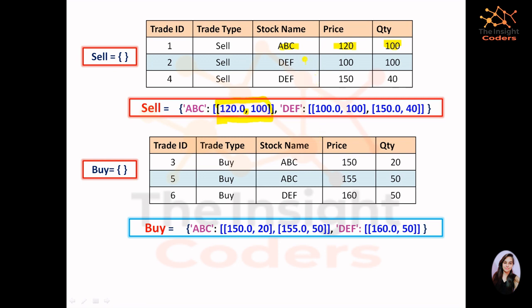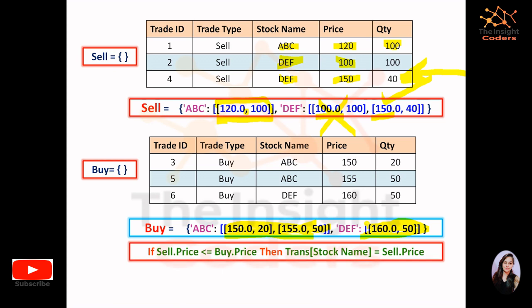Now the second thing. In DEF, I just told you it is an exceptional case where two traders want to sell. I told you, whatever is the last one, we will be taking that. So the first one was giving 100 and the second one was giving 150, so we'll reject this one and just consider this one. In the same way for buy, 150 and 155 are the prices that people will give, and DEF for 160 rupees. So we have done the same task here.